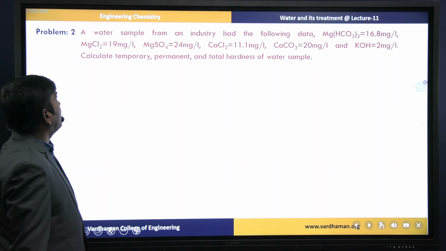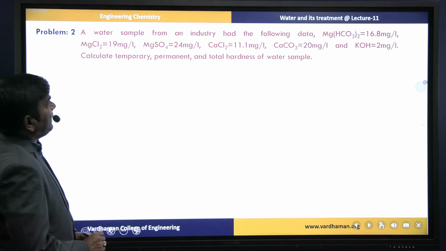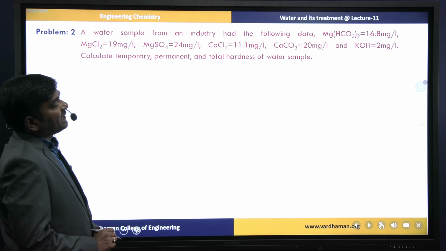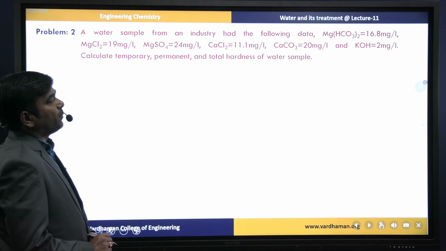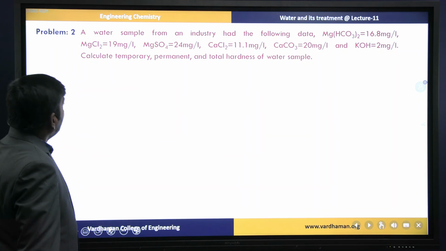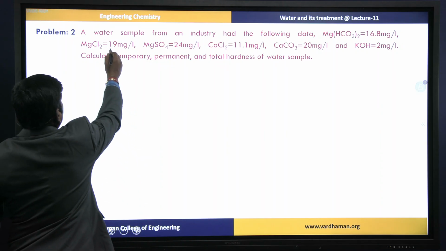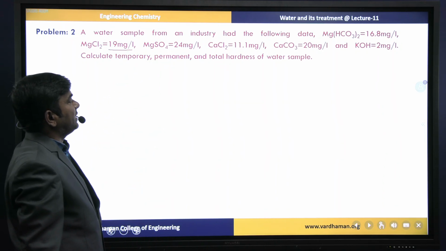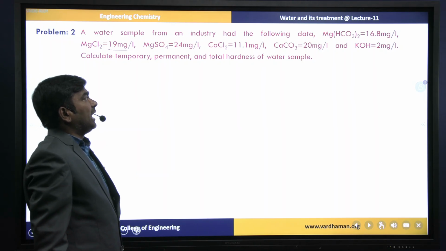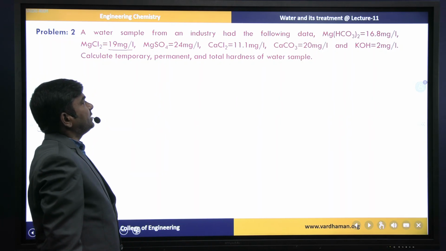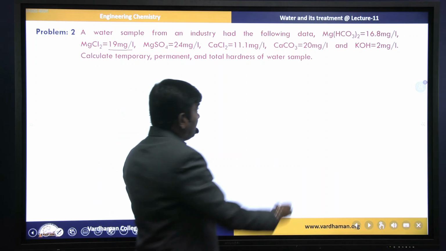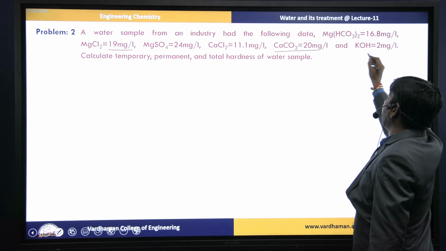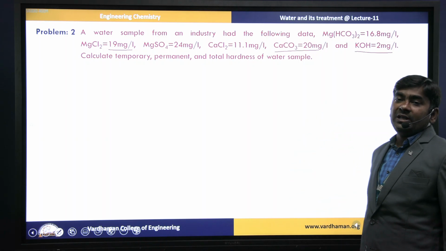Let us see another problem here. A water sample from an industry had the following data: magnesium bicarbonate 16.8 mg per liter, magnesium chloride 19 milligrams per liter, magnesium sulfate 24 milligrams per liter, calcium chloride 11.1 milligrams per liter, and calcium carbonate is given, calcium carbonate 20 milligrams per liter, potassium hydroxide is given 20 milligrams per liter.